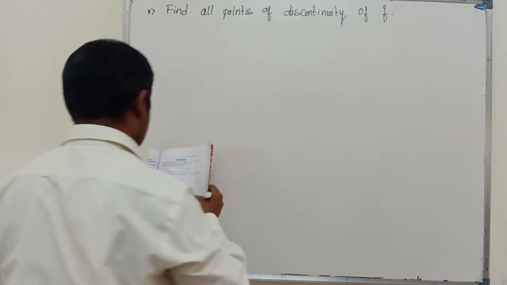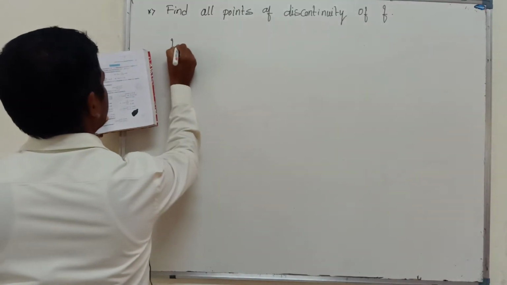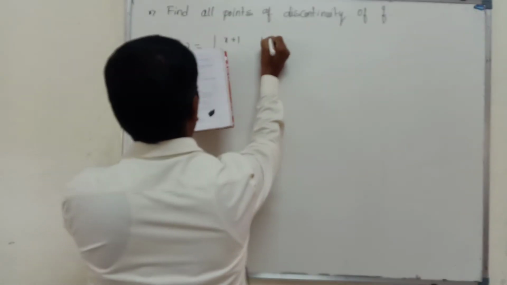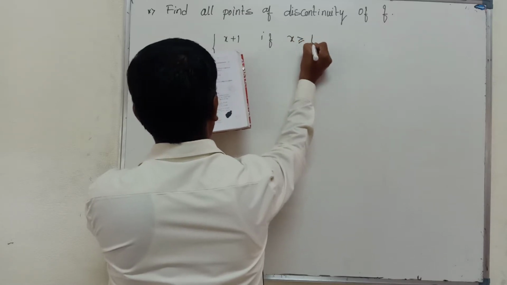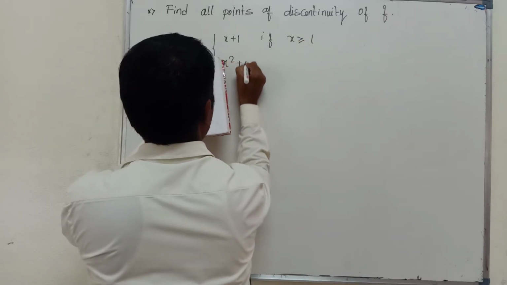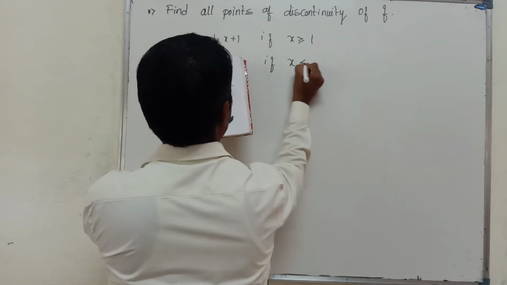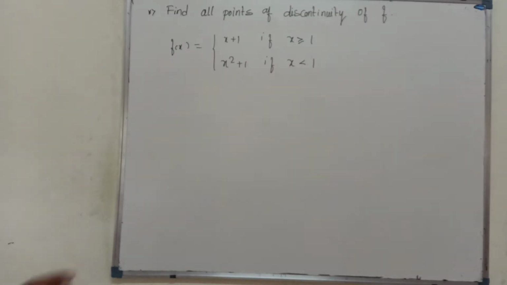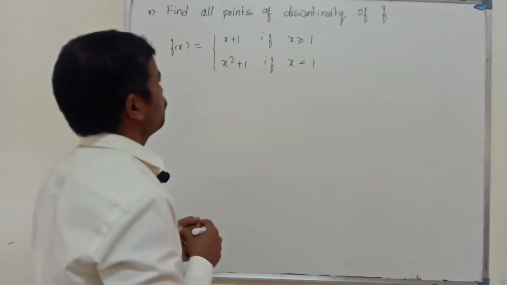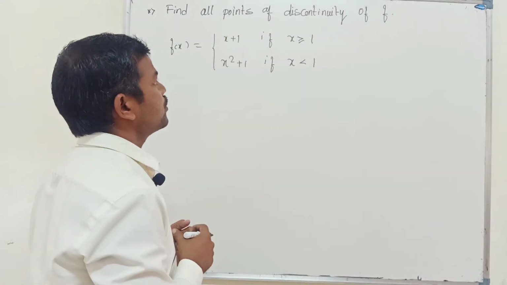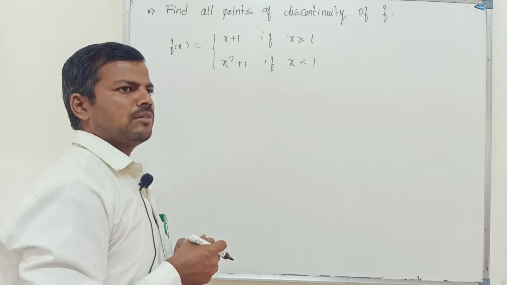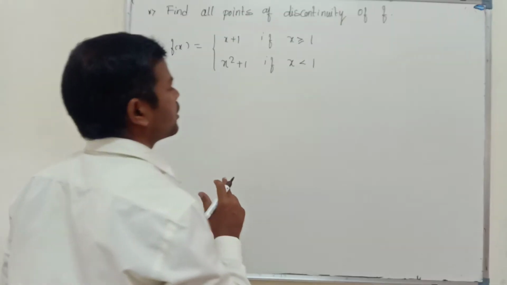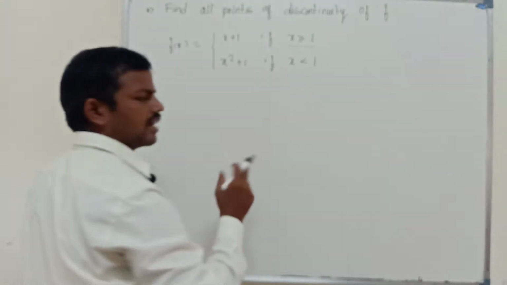Next, f of x is equal to x plus 1 if x is greater than or equal to 1, and x square plus 1 if x is less than 1. Here we have to find all the points of discontinuity. All the points means all real numbers. We have to check for which real number it is discontinuous.